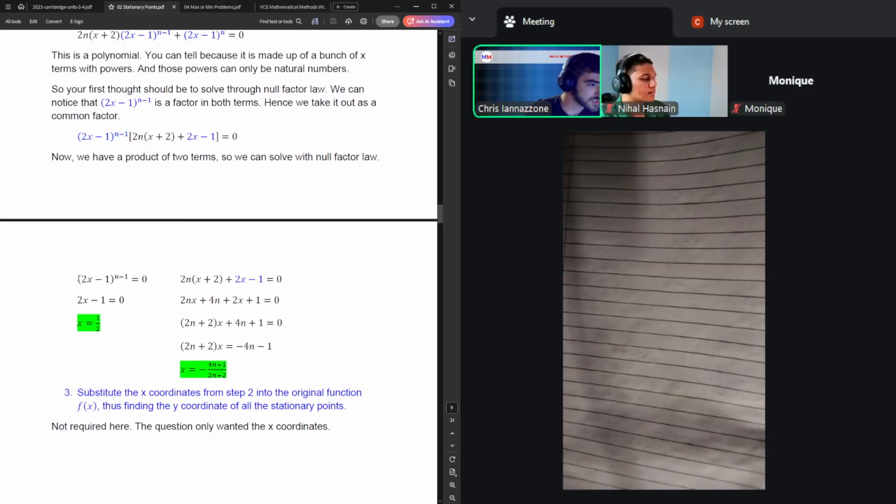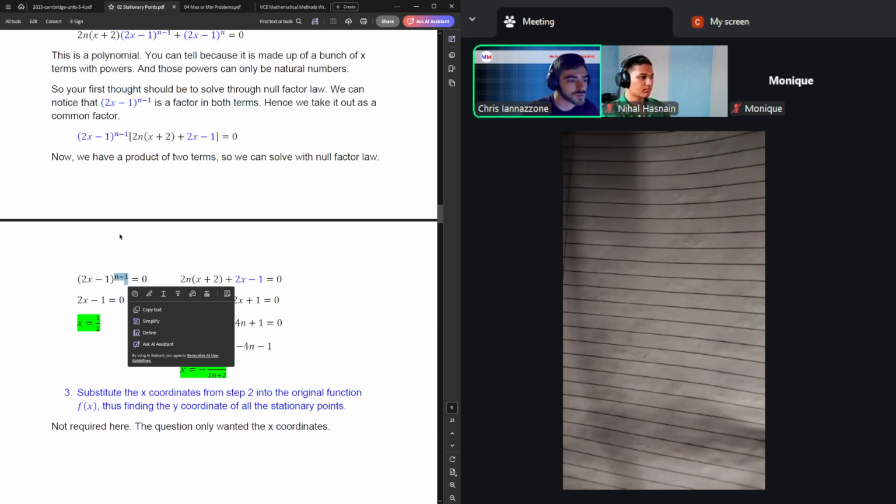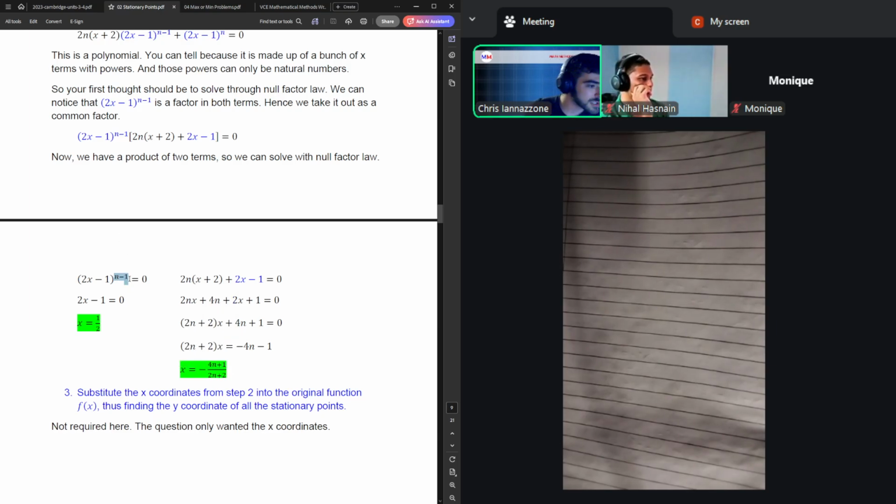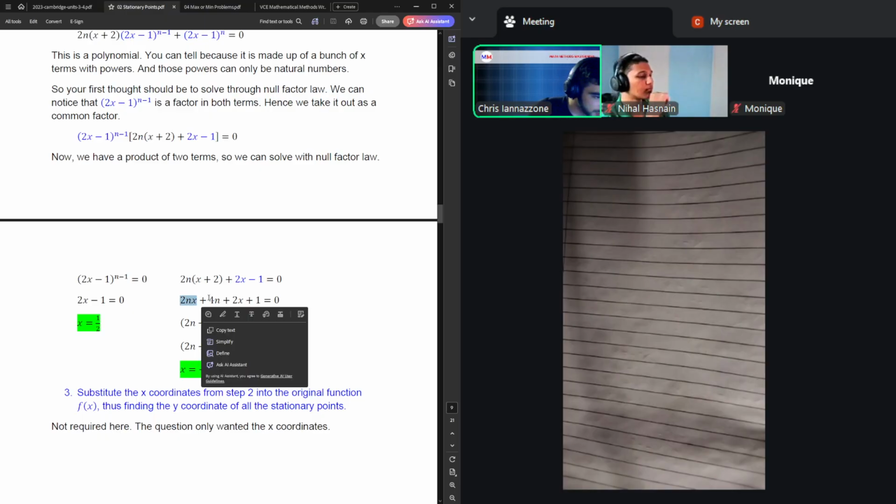Yeah, so this equals 0 for our null factor law, and solving that, you would just take the n minus 1 root of both sides. It doesn't really matter what this is, you just root both sides, and then finally get the x on its own, nice and easy. This one here had a bit more rearranging to be done, a bit of grouping.